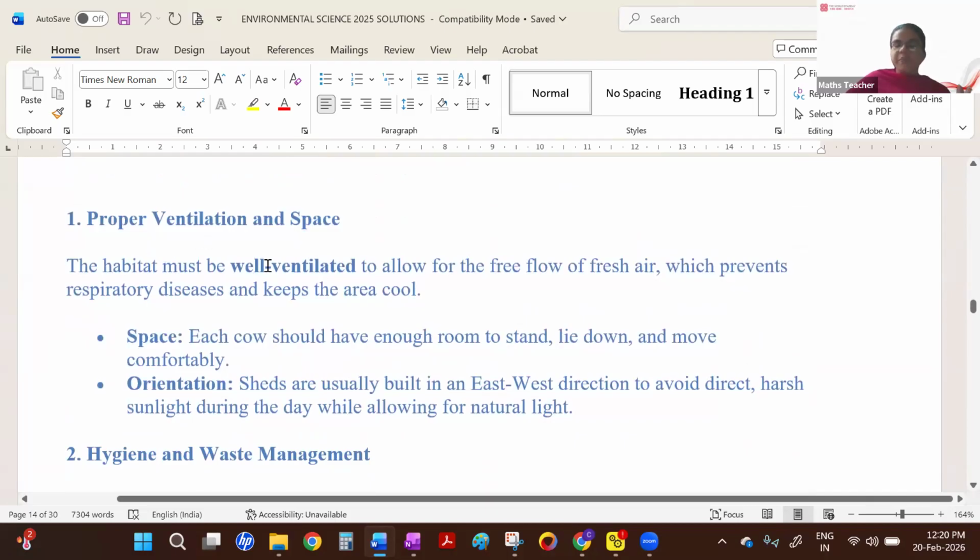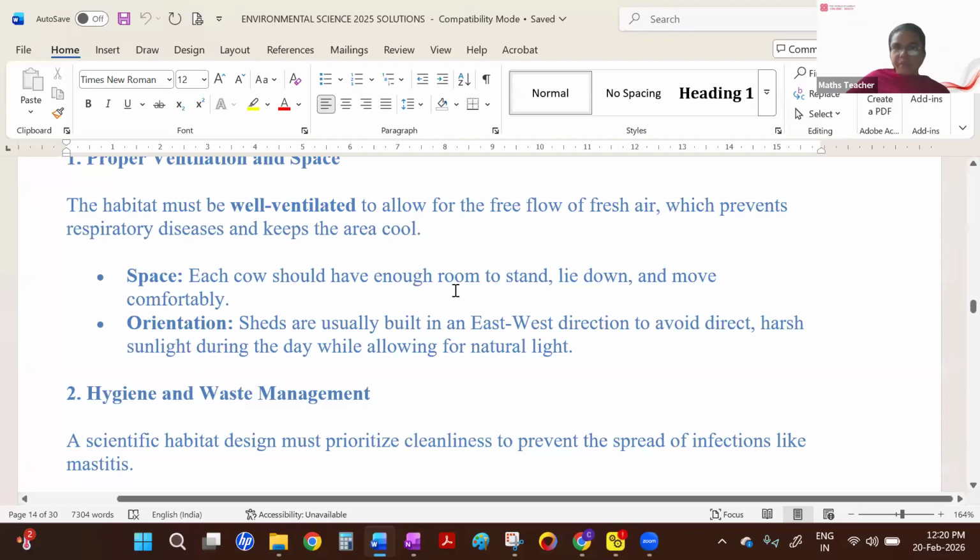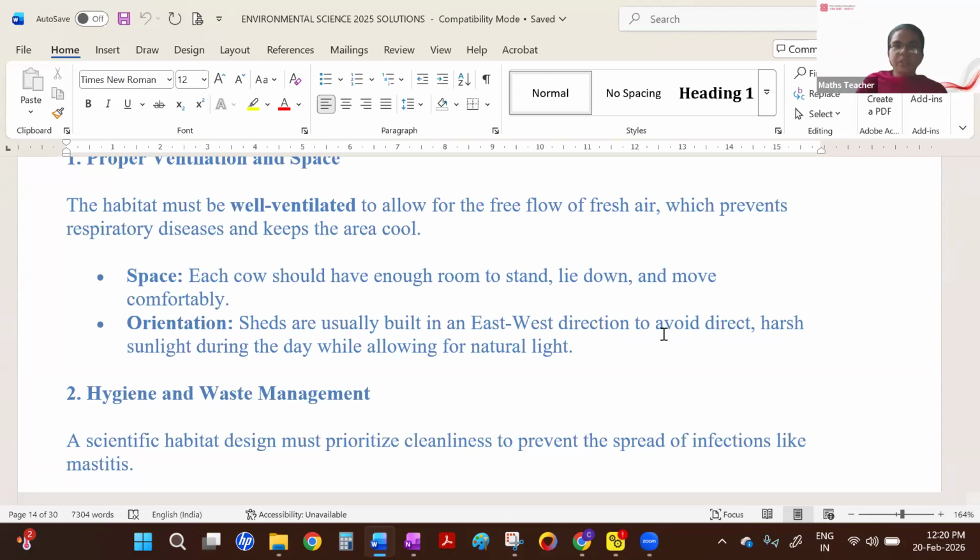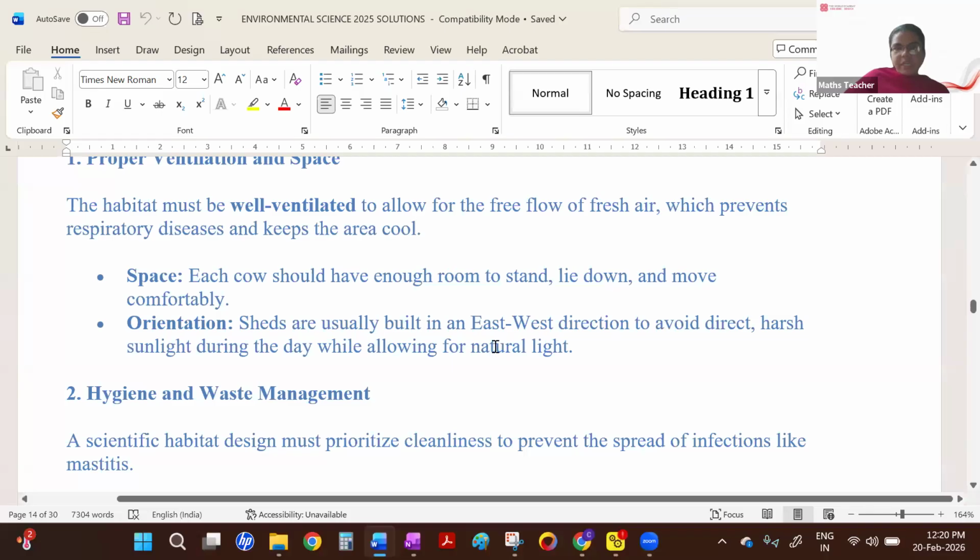Okay, so that is one thing. It should be a well ventilated space. And also, each cow should have enough room to stand, lie down, and move comfortably, right? They should have enough space. They should not be tightly packed. And also, orientation. They are built in east-west direction to avoid direct harsh sunlight during the day while allowing for natural light. Okay. So it should be properly ventilated. It should let in natural sunlight, but it should not get harsh sunlight also. So that is one thing.